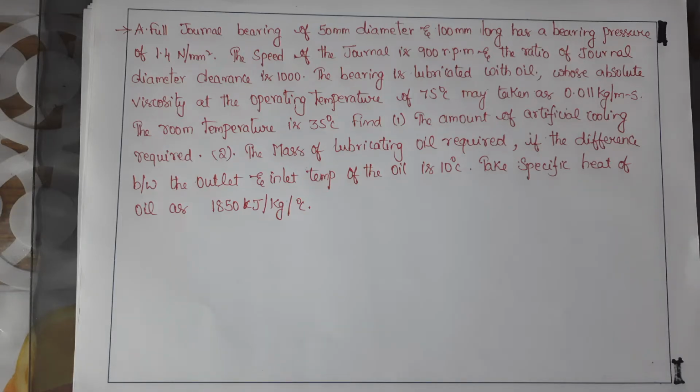Find the amount of artificial cooling required, and the mass of lubricating oil required, if the difference between outlet and inlet temperature of the oil is 10 degrees centigrade. Take specific heat of the oil as 1850 joule per kg per degree centigrade.